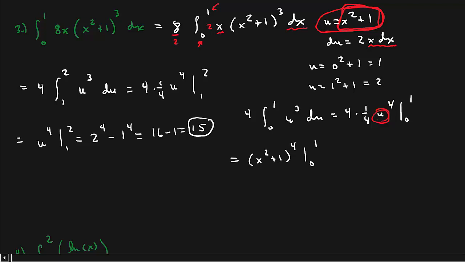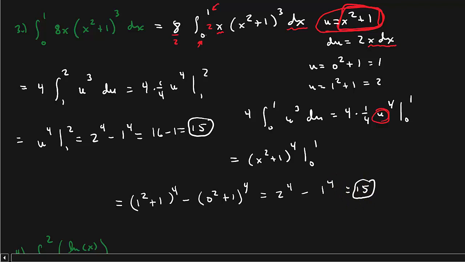And so what that's going to do, that's then going to give you 1 squared plus 1 to the 4th minus 0 squared plus 1 to the 4th. We're going to plug the 1 in, then the 0 in. And that's going to give us 2 to the 4th minus 1 to the 4th. Okay? And that, you can see, that's going to give us the 15.